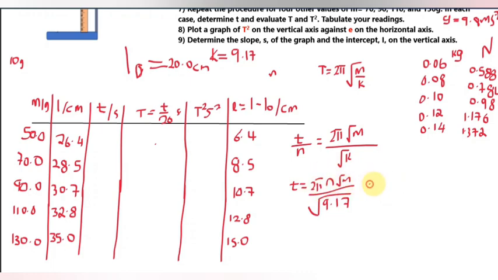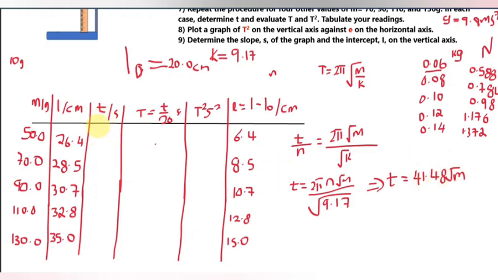I'm going to have t equal to, now I'm going to press my calculator. I'm just going to do 2 times pi, 3.14, that's what I use for pi, times n which is 20, divided by square root of 9.17. So that's going to give me 41.48, multiplied by the square root of m. So to get any of these values, just put the mass here, take the square root and multiply it by 41.48.